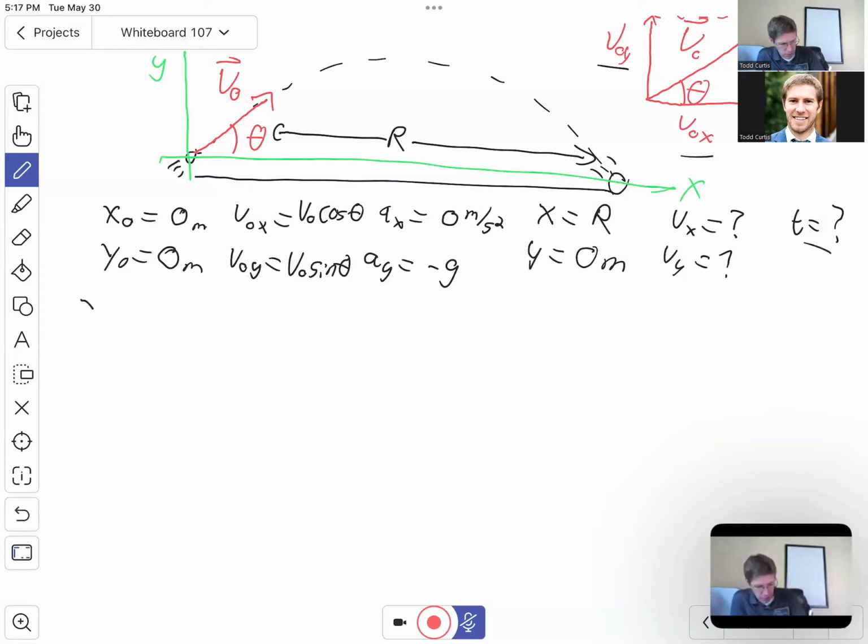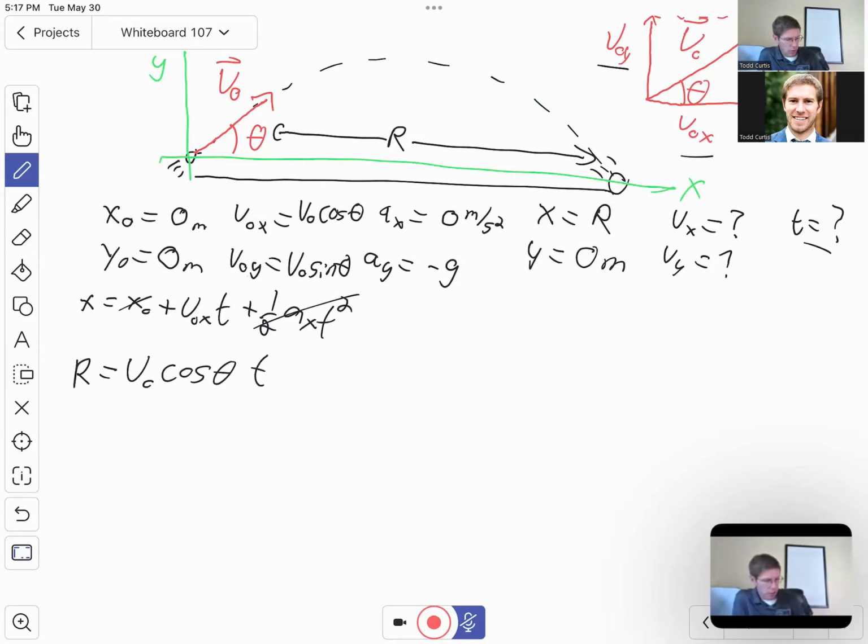So for example, if I start with the x equation, second kinematic equation, that's x final equals x initial plus v initial x times time plus 1/2 ax times time squared. This is 0 and this is 0. So our range is just equal to v initial cosine theta times t. Problem is, we don't know what the time is.